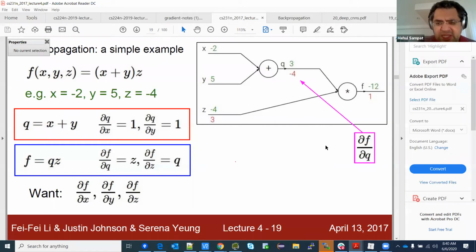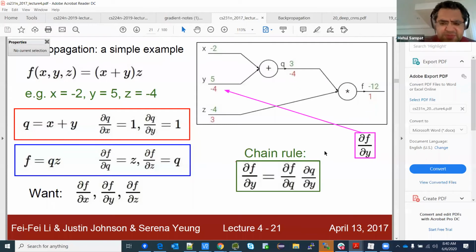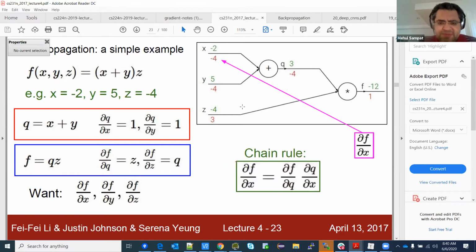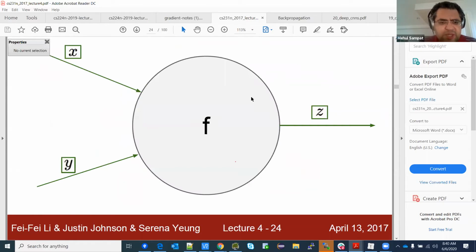Similarly, he steps through each of them, showing how you would do all the upstream and downstream gradients with a simple example of the chain rule. I believe here it is -4 times the local gradient here, which is 1, so it's -4. Similarly, -4 times 1 is here.